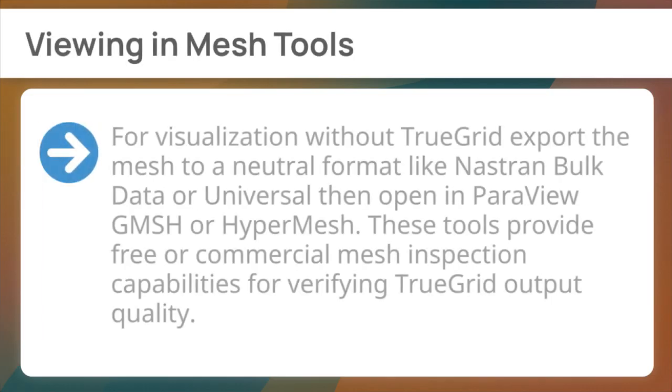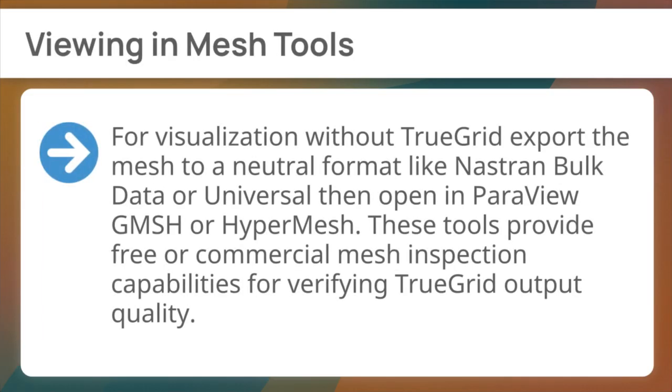Finally, viewing in mesh tools. For visualization without TrueGrid, export the mesh to a neutral format like Nastran bulk data or Universal, then open in ParaView, GMSH, or HyperMesh. These tools provide free or commercial mesh inspection capabilities for verifying TrueGrid output quality.